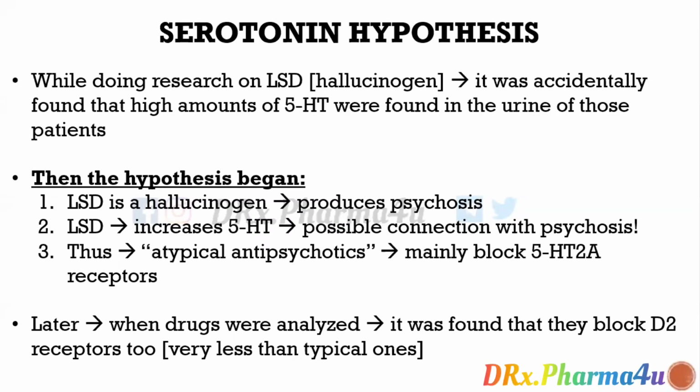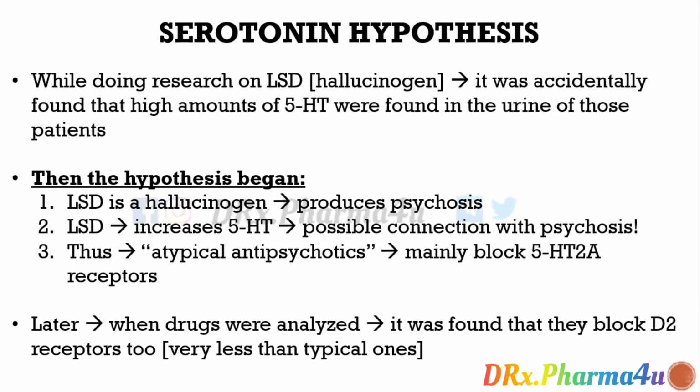So then the next hypothesis came that LSD is a hallucinogen, so definitely it will cause psychosis. LSD increases 5-HT, that is serotonin level. So that has a possible connection with psychosis. And that is why the second generation antipsychotics came, which are known as atypical antipsychotics. So they mainly block 5-HT2A receptors, but they have effects on other receptors also. We'll talk about that later.